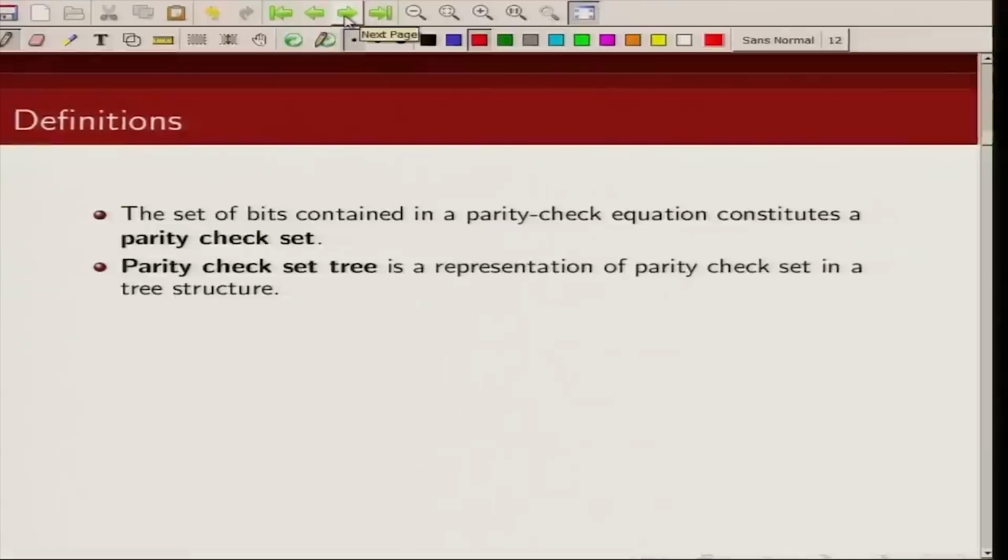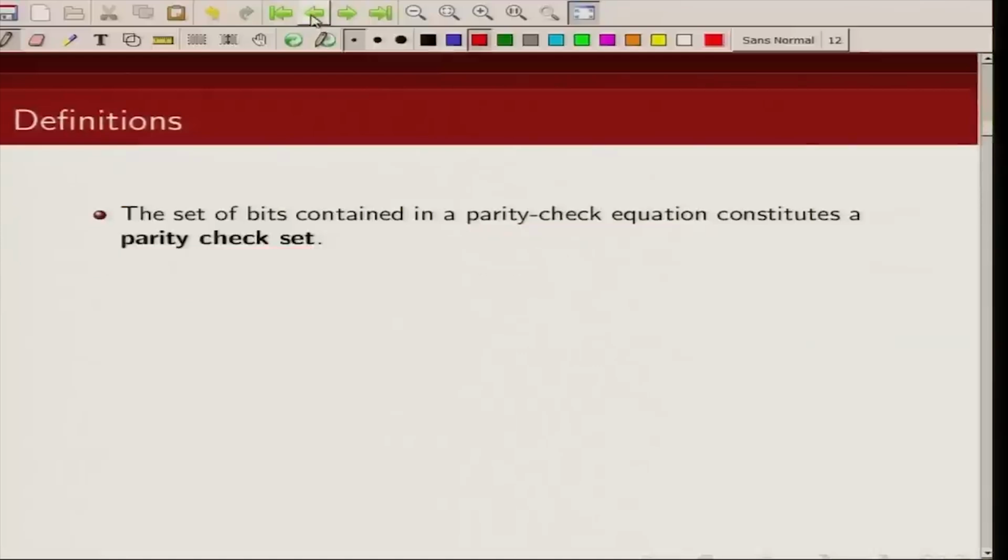We will first define a few terms and then we will come to the decoding. So, the first thing we will define is what is a parity check set. It is the set of bits that are participating in the parity check equation. So, the set of bits that participate in a parity check equation constitute a parity check set.